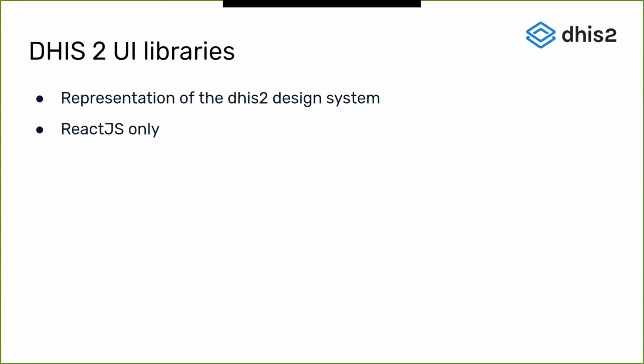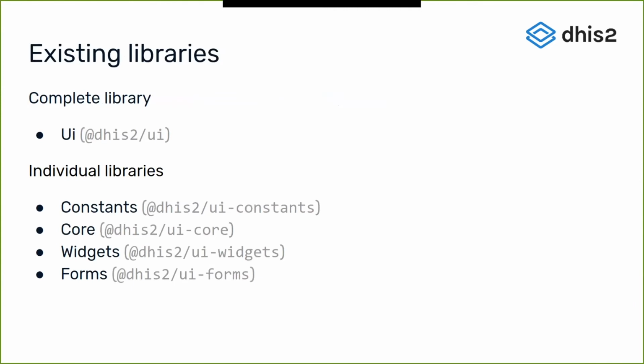Our UI libraries currently are only for React.js because that's one of our primary technologies that we currently use for app development. There is a UI library which is called @DHIS2/UI, and this one is the complete library. It exports all contents of all individual libraries. It's more convenient to use because you don't have to worry about what the individual libraries are. It's a bit more stable because you don't have to worry if we're going to restructure the individual libraries.